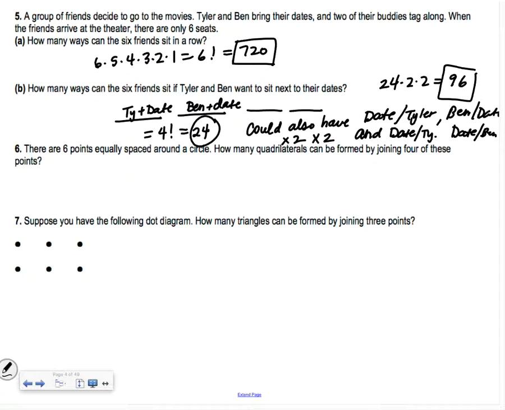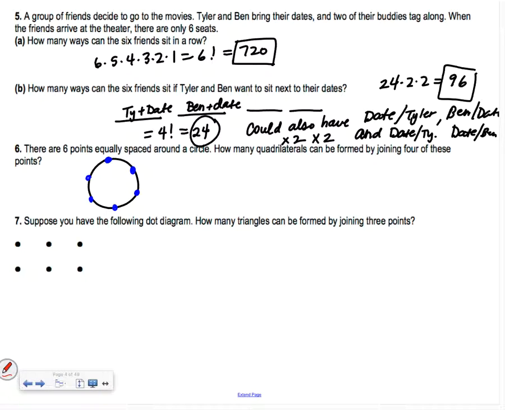All right, there are 6 points equally spaced around a circle. How many quadrilaterals can be formed by joining 4 of these points? Quadrilateral. What's a quadrilateral? It's a 4... That's square. Could be a square. Could be rectangle. It has 4 sides, right? How many corners does it have? 4. So 4 vertices.